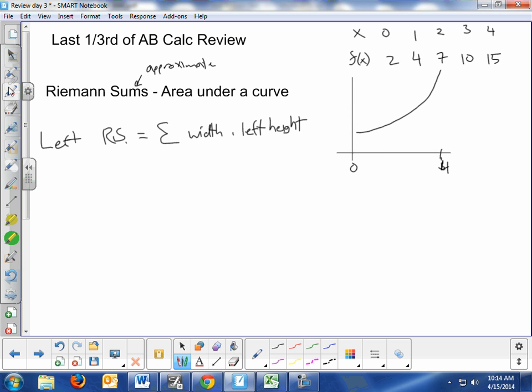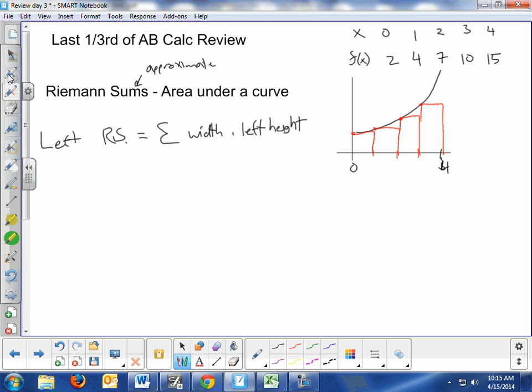If I were to draw these rectangles with these left heights, I would split this into all the different intervals. So from 0 to 1, from 1 to 2, from 2 to 3, and from 3 to 4. And I would take the height, which is determined by my function, on the left of the interval. So my first rectangle would start right here. My second rectangle would start right there with that height. My third rectangle would be right here. And my last rectangle would be right there, using the heights on the left of the interval.